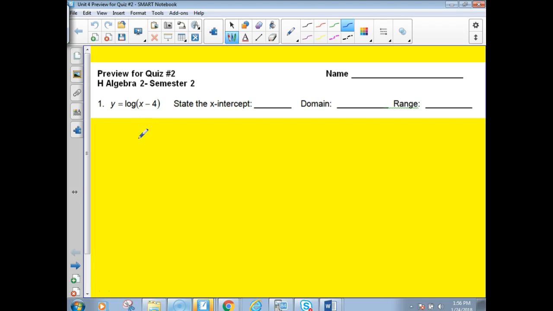There are several ways that you could look at this problem in order to figure these things out. One, you could look in your graphing calculator. Two, you could write it as an exponential, which would be 10 to the y equals x minus 4. Okay. The inverse of this would switch the x and the y.